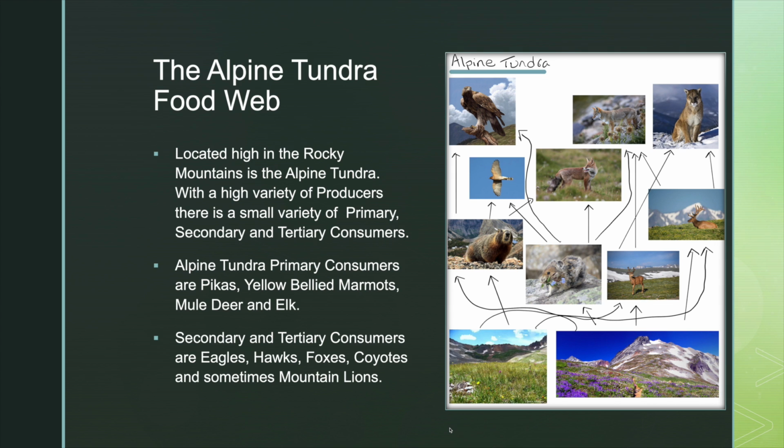The alpine tundra food web. Located high in the Rocky Mountains is the alpine tundra. With a high variety of producers, there is a small variety of primary, secondary, and tertiary consumers. Alpine tundra primary consumers are pikas, yellow-bellied marmots, mule deer, and elk. Secondary and tertiary consumers are eagles, hawks, foxes, coyotes, and sometimes even mountain lions.